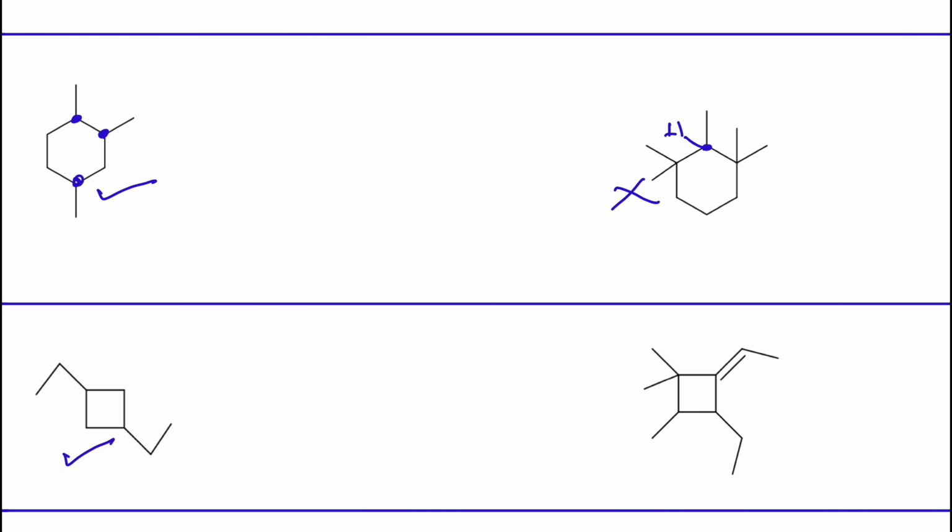One more important point here. We actually have 2 geometrical centers. So this is also a geometrical center, because if you see carefully, methyl hydrogen, this group and this group are different. How are they different? This is attached to a methyl group, this is attached to an ethyl group. So in fact there are 2 geometrical centers. This is the first one, this is the second one. 4 isomers are possible: cis cis, trans trans, cis trans, trans cis.